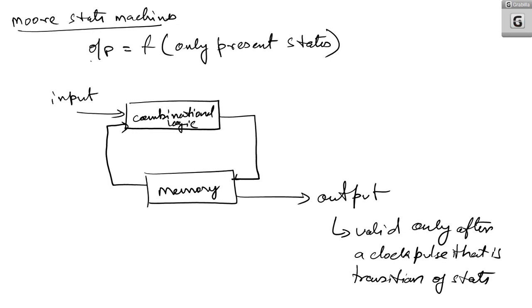So that is a general block diagram of a Moore state machine. Now, let me draw the state diagram of a Moore state machine.